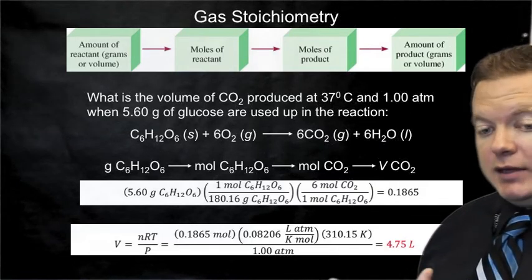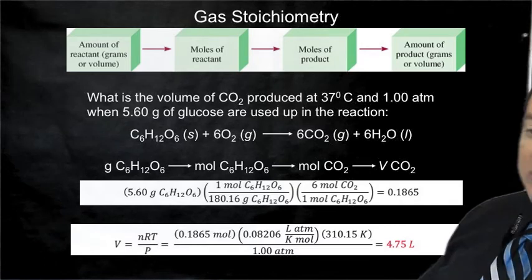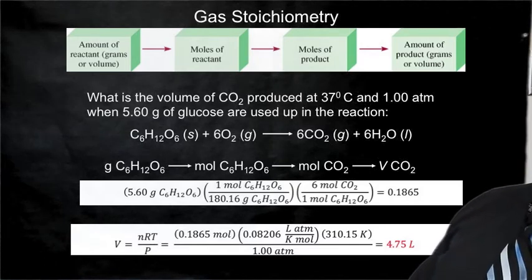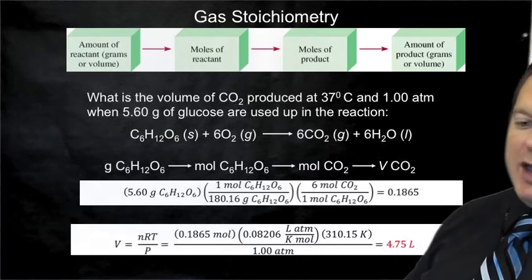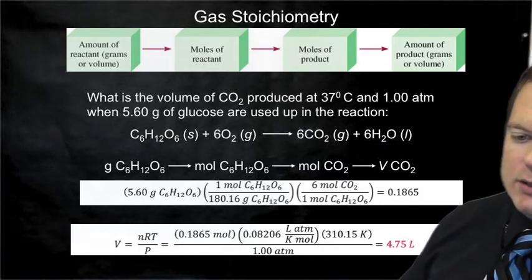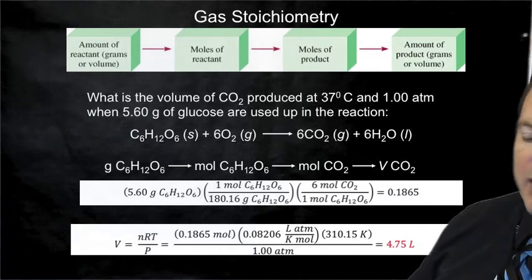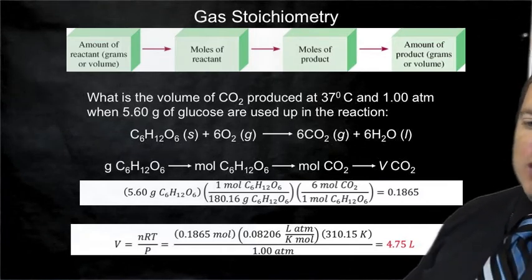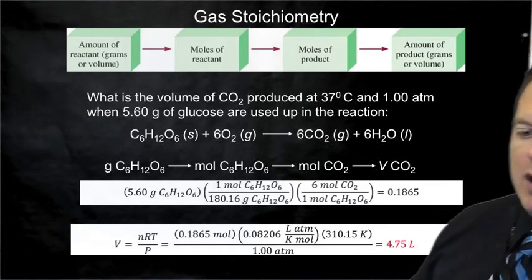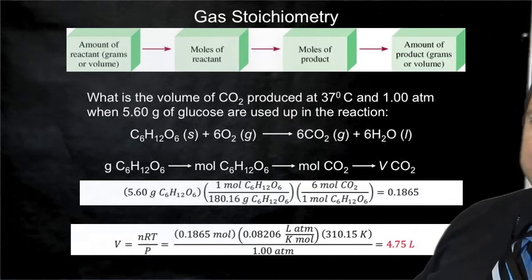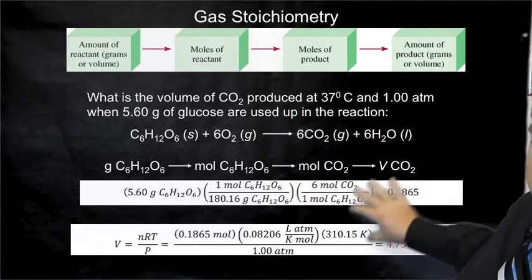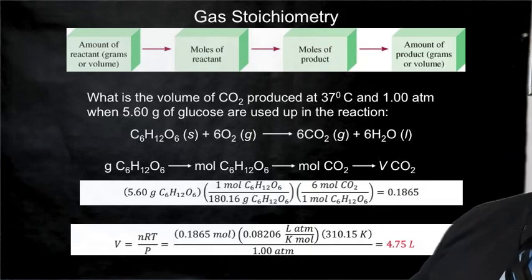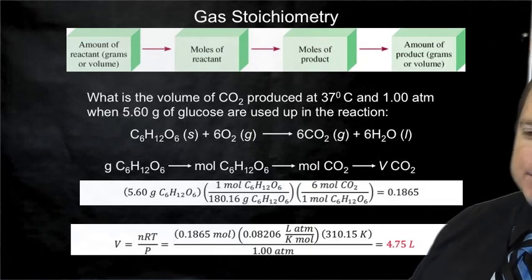Right? That's a gas, so we can talk about its volume using PV equals nRT, where we take that number of moles, 0.1865 moles, times the gas constant, 0.08206 liters atmosphere divided by Kelvin mole, and that temperature in Kelvin, 310.15, divided by the pressure, the 1 atmosphere, and that gives us a volume of 4.75 liters.